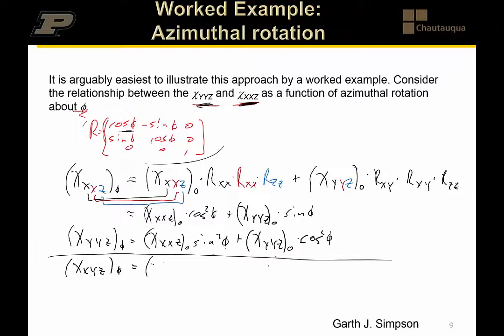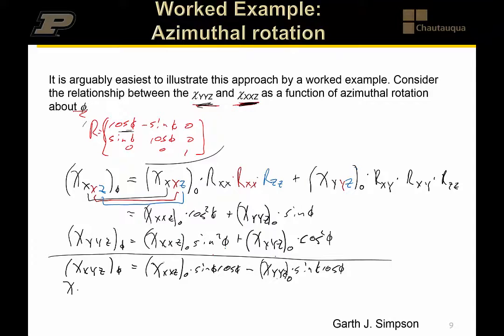Okay, let's see if this works now. So I've got χxxz initial times, what do I have? I have an xx, so that'll give me a cosine phi, and then I have a yx, and that will give me a sine phi. So the total is going to be sine phi cosine phi plus χyyz initial. And now I'm going to have an xy, yy, zz. So xy, yy, that will give me a negative sine. I'm going to change this to a minus sine phi cosine phi.